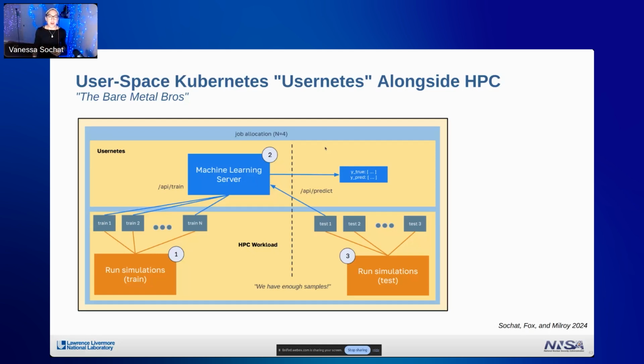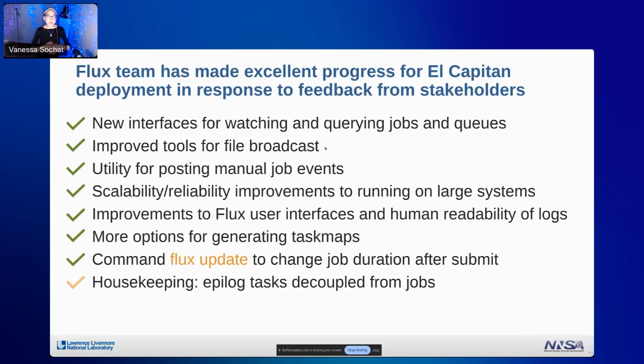Along with awesome developments in the converged computing space, which we're very passionate about, our Flux team does so much. If you go to the website, you'll see the release notes for every release. These are a summary. Some of these you're going to be seeing in the tutorial. So we have new interfaces for watching and querying jobs and queues, improved tools for file broadcast. So what does that mean?